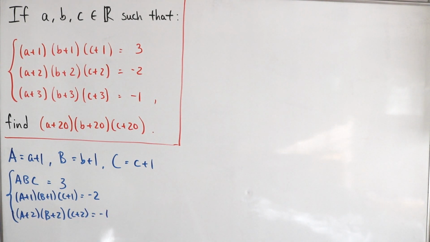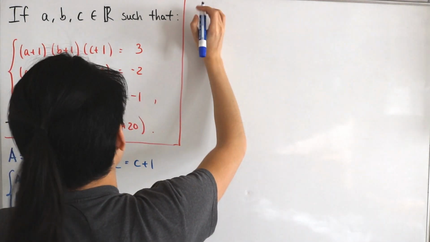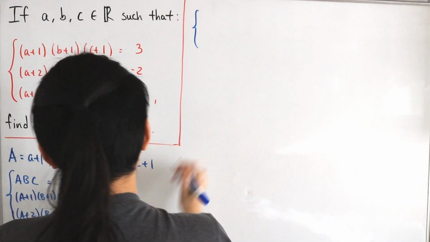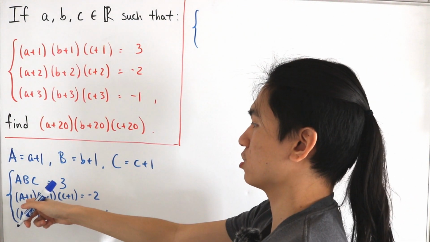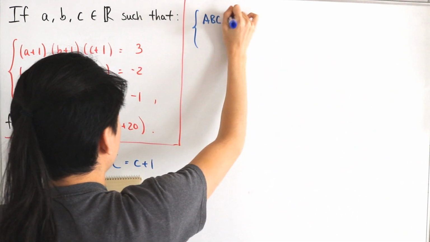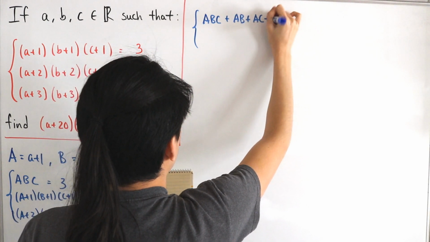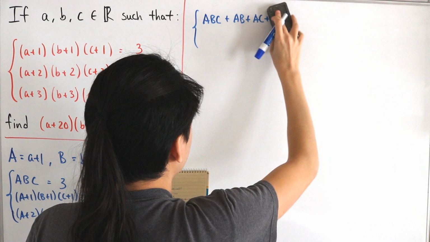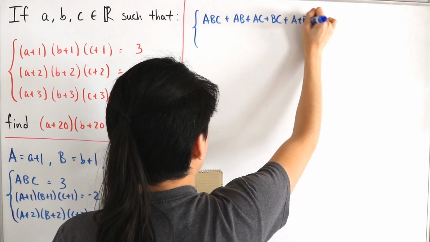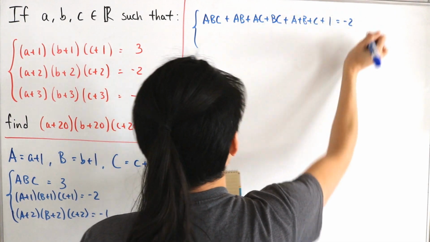To continue, let's expand these last two equations out, and write this as a new system of equations. Starting with the middle one, expanding this, we'll have ABC, added with AB plus AC plus BC, then added with A plus B plus C, and then added with 1, set equal to negative 2. So that's expanded.